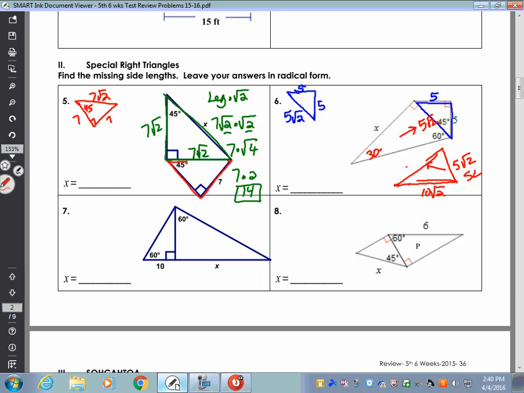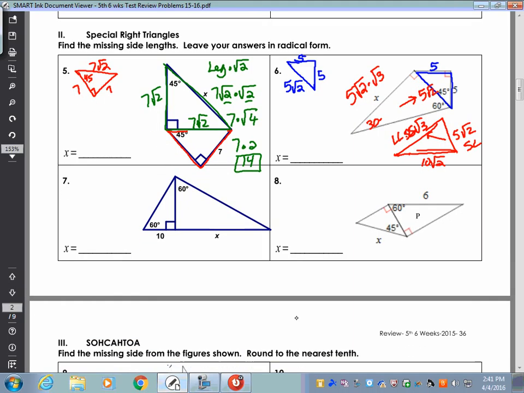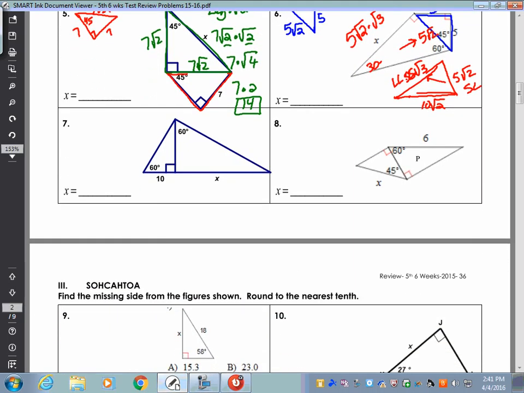And then, to get to the long leg, I take whatever the short leg is and multiply it by radical 3, excuse me. So basically, 5 square root of 2 times square root of 3. Plug it in. Only the 2 and the 3 get multiplied together. And see if you can get the simplified answer. We'll check it in class.